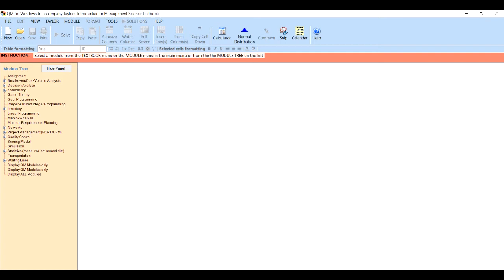So let's begin. As always with QM, we're going to go to Module, Linear Programming, for now, and open a new file. We know we have 4 decision variables: amount invested in municipal bonds, amount invested in certificates of deposit, amount invested in Treasury bills, and amount invested in the growth stock fund. So we have 4 different variables.